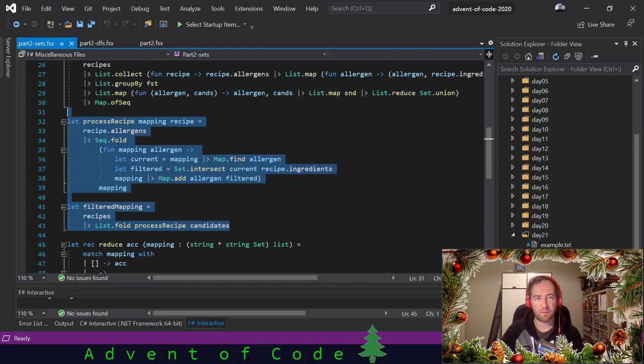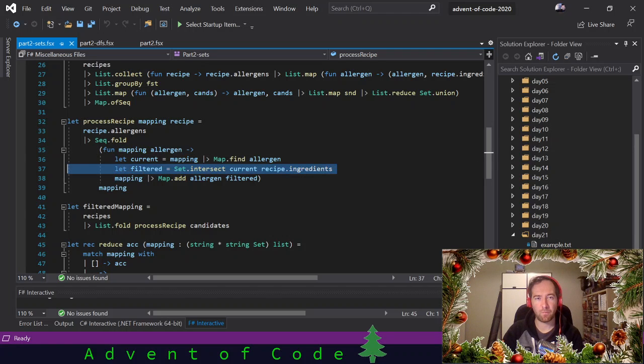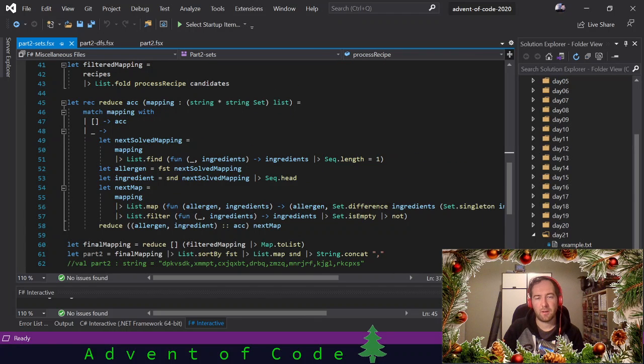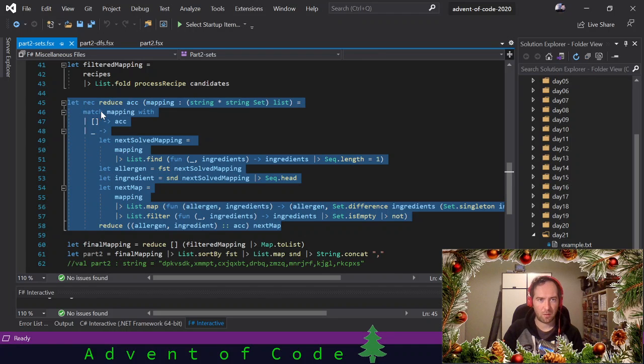Then all I have to do is loop over the ingredient lists a second time and do that process of elimination. This is what's happening here. I take every candidate I know for an allergen, but I subtract everything. I'm confused because I see set intersect. Oh yeah, I don't subtract, I intersect. Whatever I see in the current ingredient list, the allergen's ingredient has to be in there. So that's the set intersect.